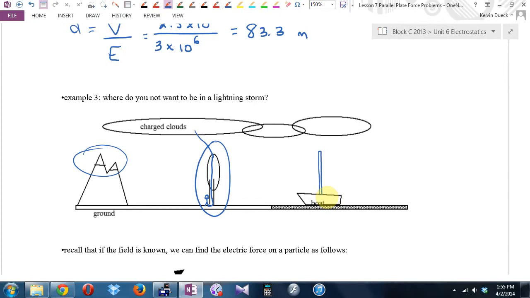Even if you're not in a sailboat, because water conducts electricity so well, if the lightning strikes there, then the current could travel and still shock you. So all of those are bad locations.